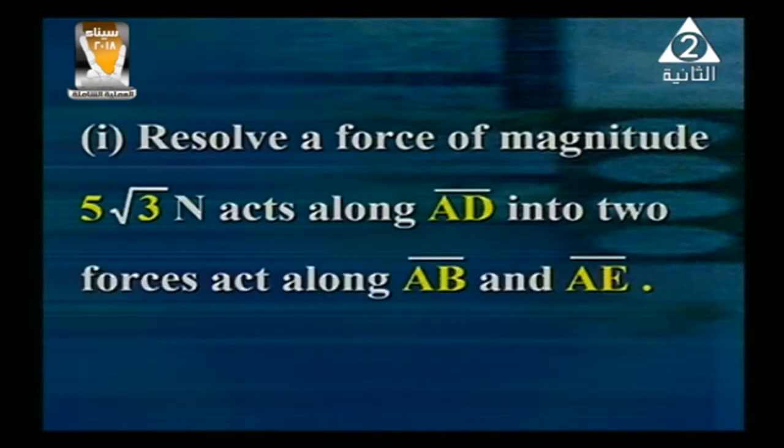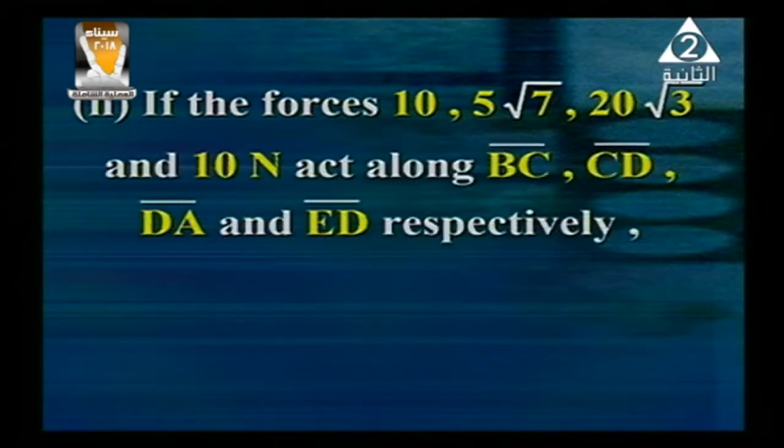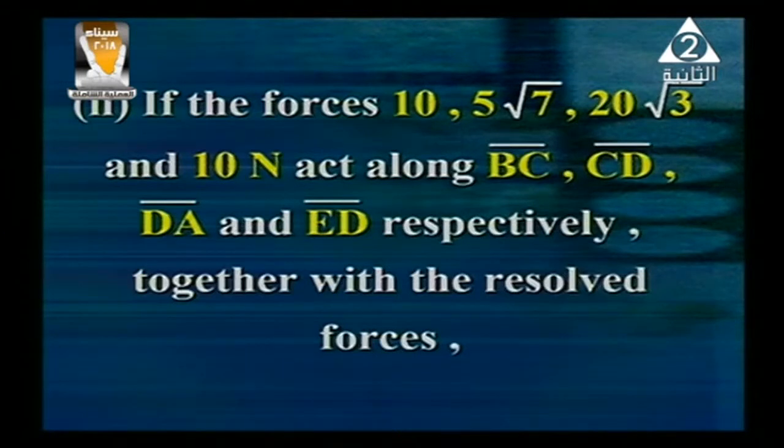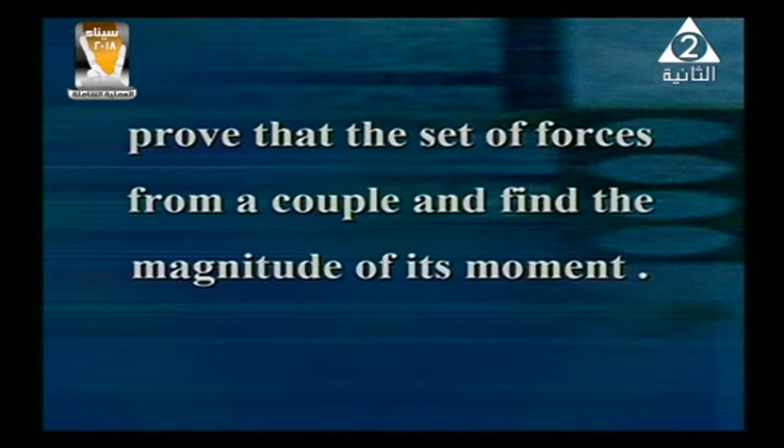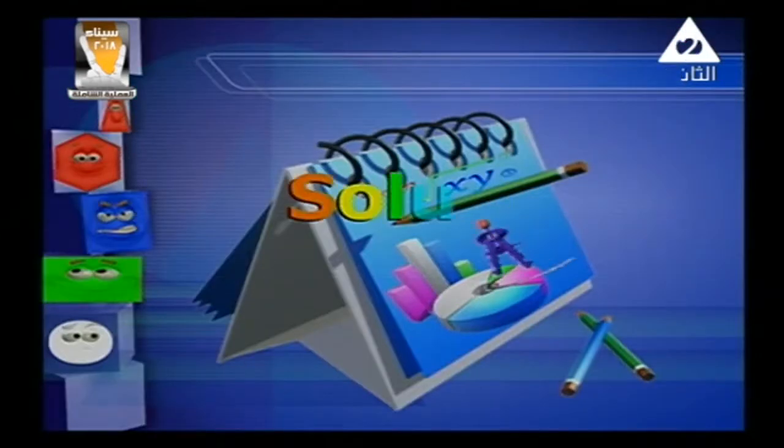Resolve a force of magnitude 5 root 3 Newton acting along AD into two forces along AB and AE. If the forces 10, 5 root 7, 20 root 3, and 10 Newton act along BC, CD, DA, ED respectively together with the resolved forces, prove that the set of forces forms a couple and find the magnitude of its moment. Solution.